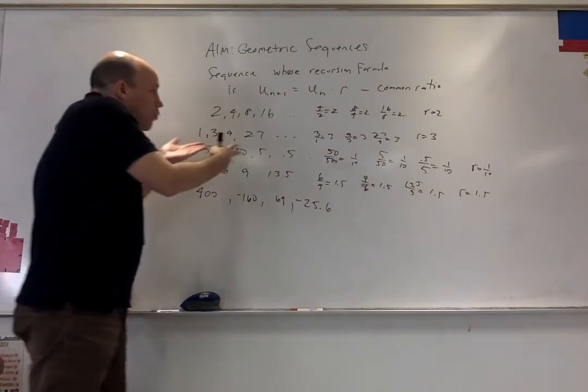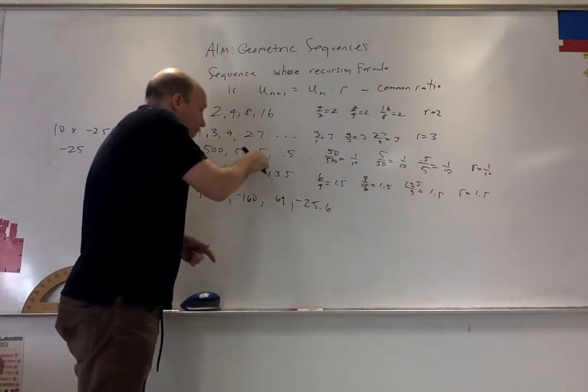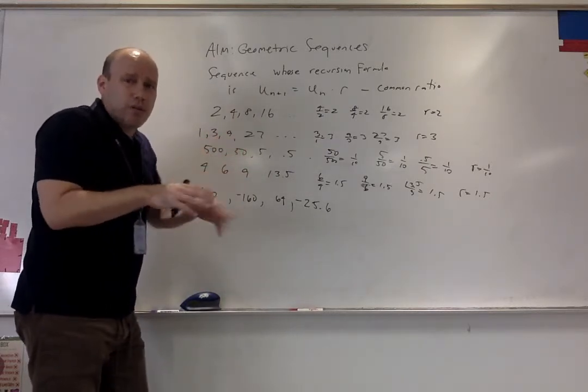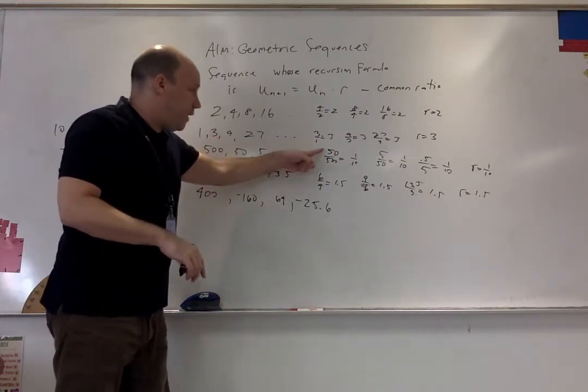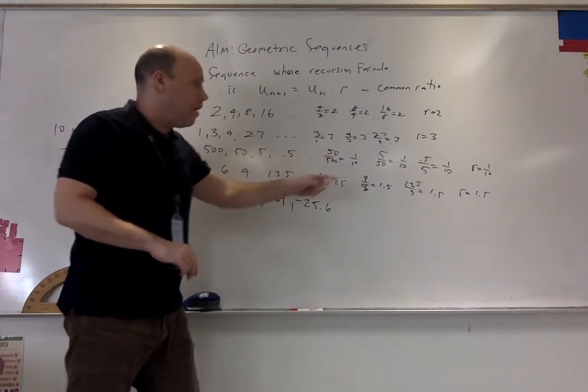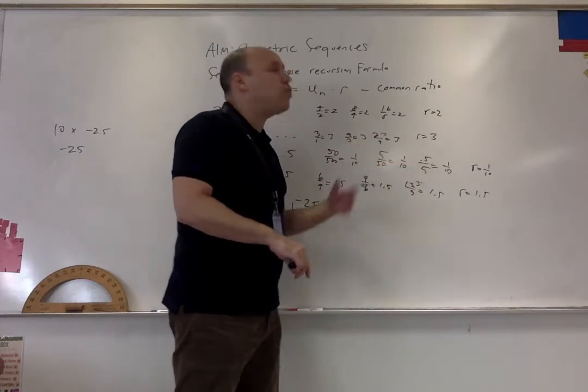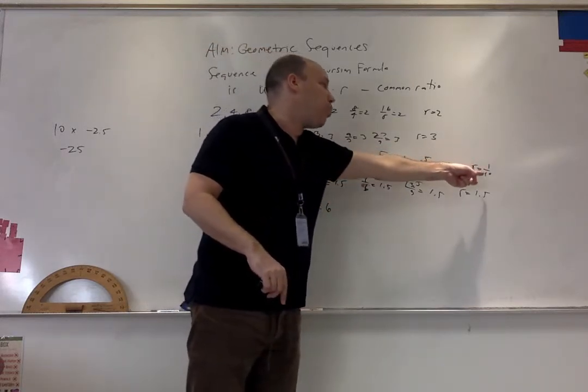Next example, 500, 50, 5, 0.5. Mr. Adler, it was not so clear, so we can use the fancy way. 50 divided by 500 is 1/10. 5 divided by 50 is 1/10. 0.5 divided by 5 is 1/10. So the common ratio is 1/10.